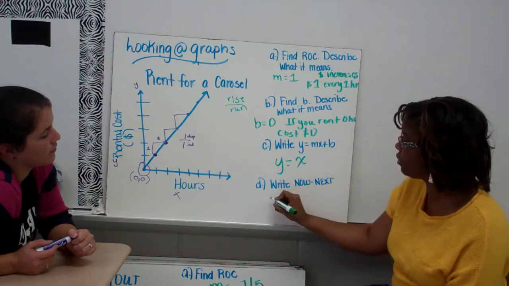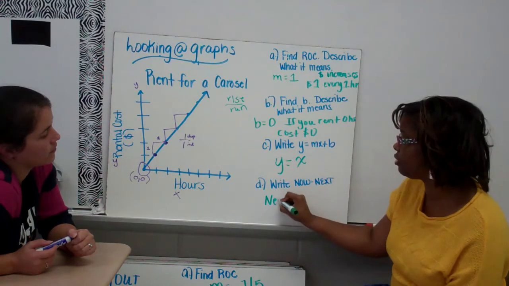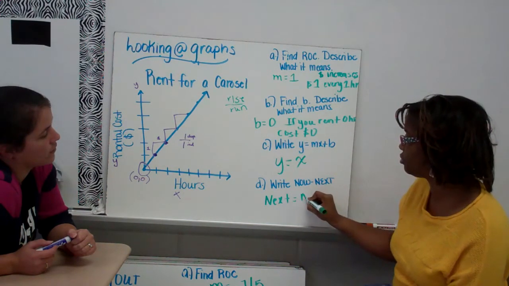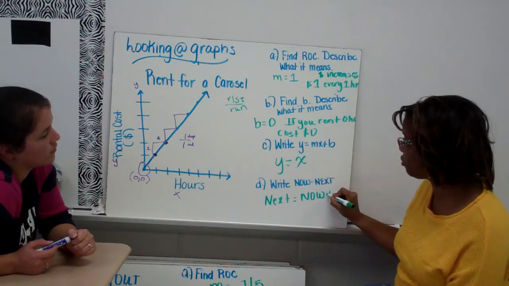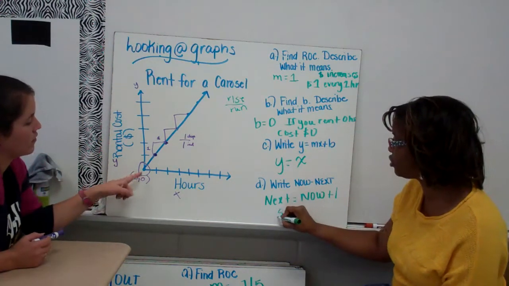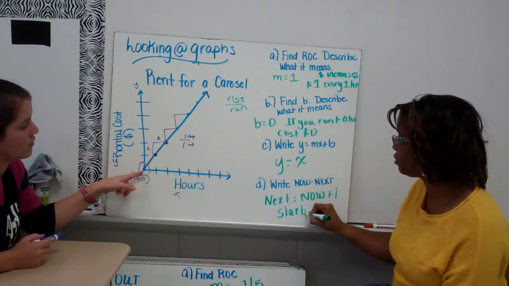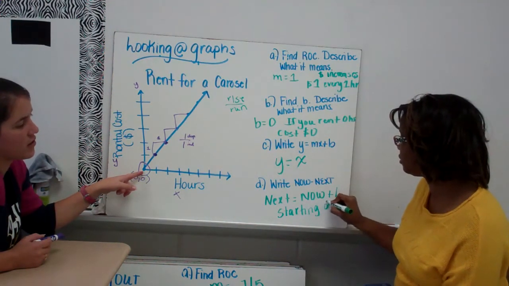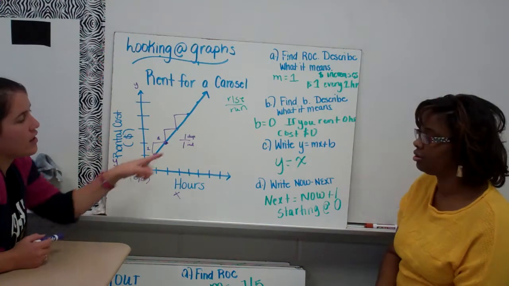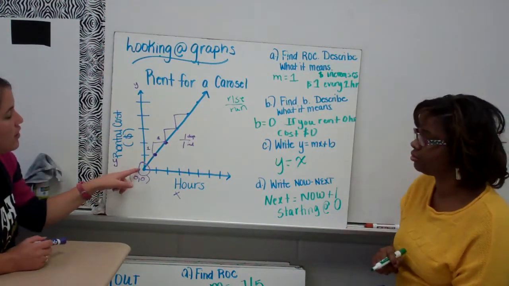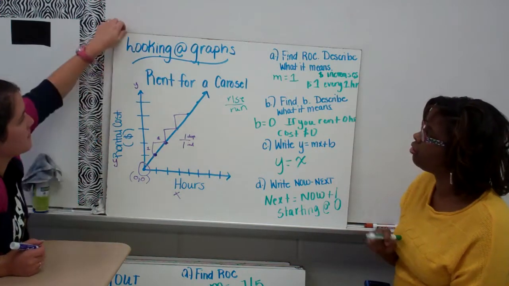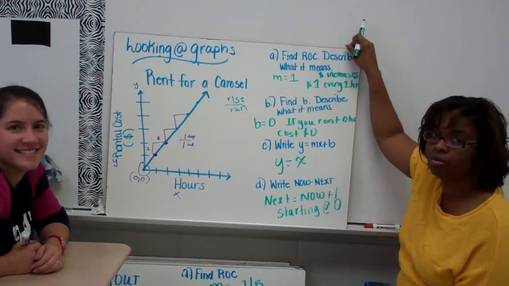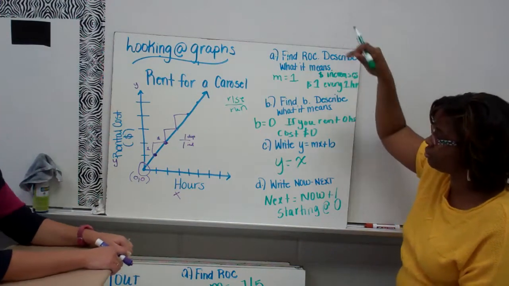So your now-next equation would be next equals now, every time we're multiplying by 1, so we're adding 1 every time, and we're starting at, what, Miss Handler? Starting at 0, because that is our initial value, that is our y-intercept, that is our b value. Alright, so hopefully you have taken notes, and we will go over some more problems tomorrow in class.